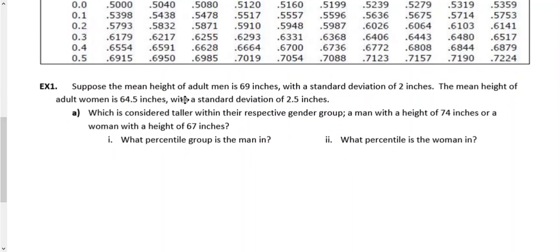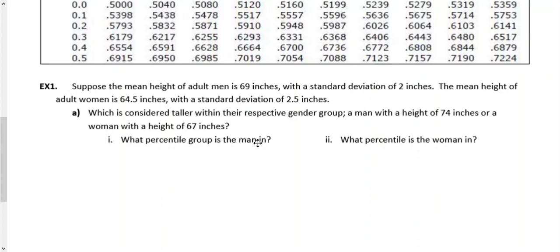So suppose the mean height of adult men is 69 inches with a standard deviation of 2 inches. The mean height of adult women is 64.5 inches with a standard deviation of 2.5 inches. Which is considered taller within their respective gender group? A man with a height of 74 inches or a woman with a height of 67.